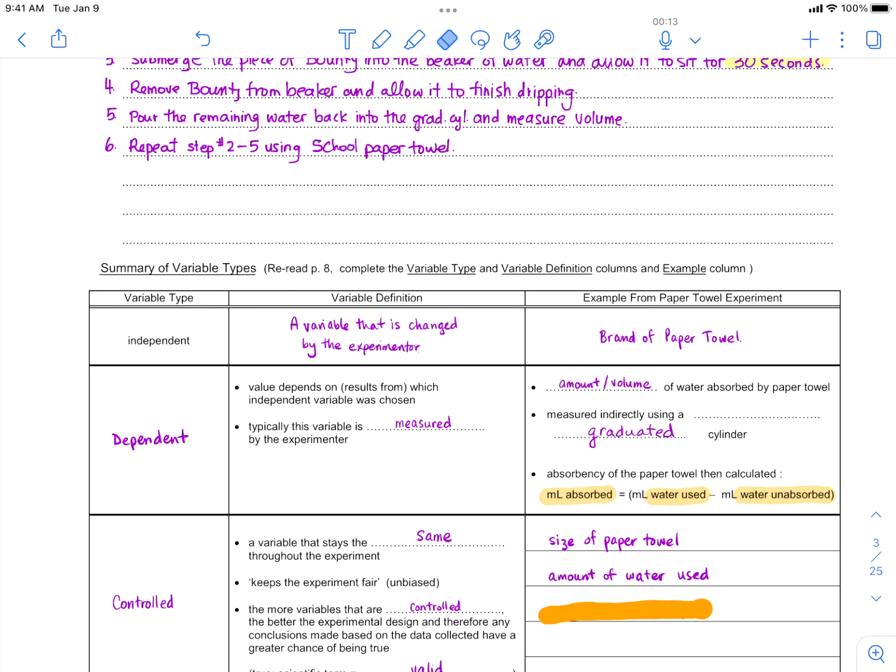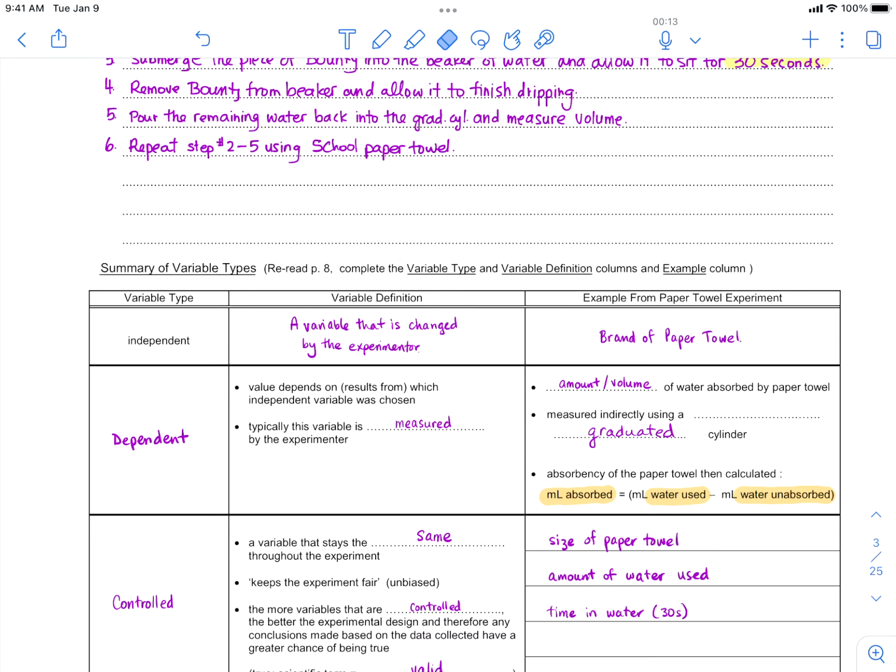Another thing that we kept the same was that we used the same amount of water initially in the beaker, right? We used 25 milliliters of water for both. The other thing that was the same was that we allowed the time in the water to be the same, right? 30 seconds. We didn't let one sit in the water for a long time and take the other out quickly.